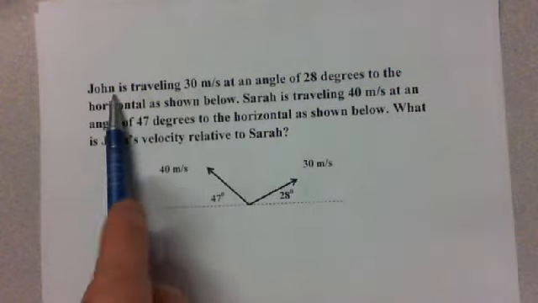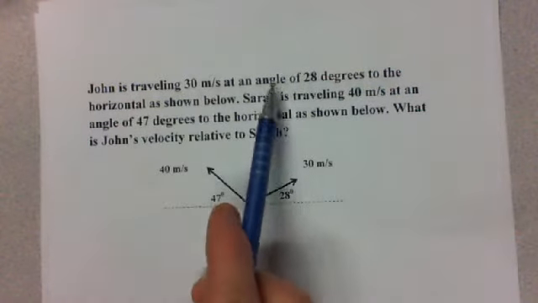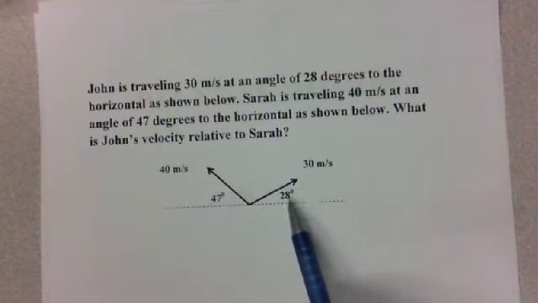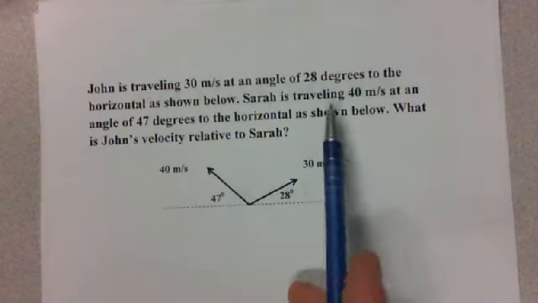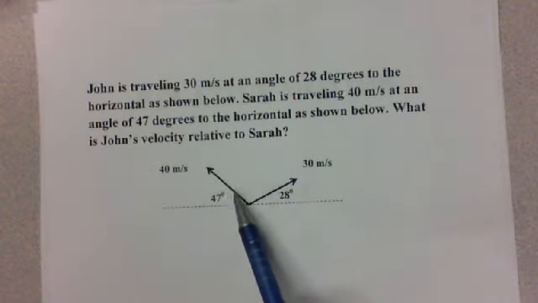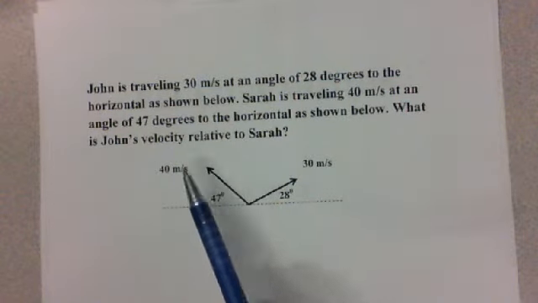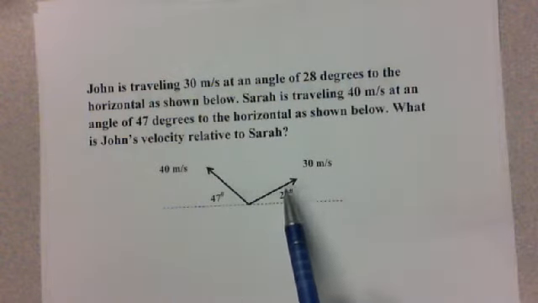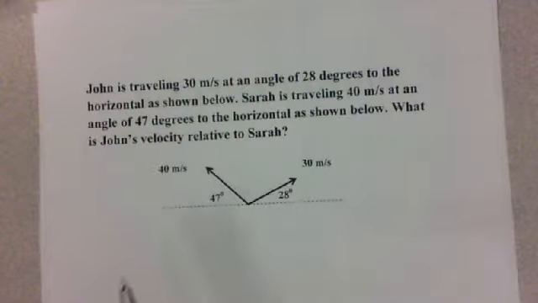In this one I have John. He's traveling 30 meters a second at an angle of 28 degrees. So John's going off this direction, 30 meters a second, 28 degrees. Sarah is traveling 40 meters per second at an angle of 47 degrees. So Sarah's going back this direction at 40 meters a second. Angle is 47. We want to find out what is John's velocity, so what is John's velocity with respect to Sarah? I'm going to show you how to set that up.